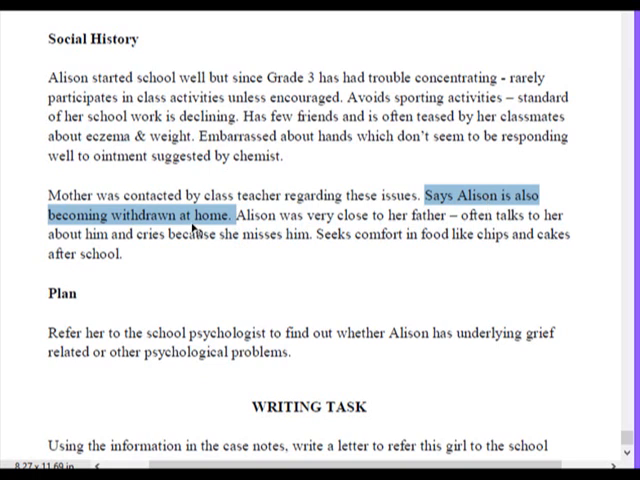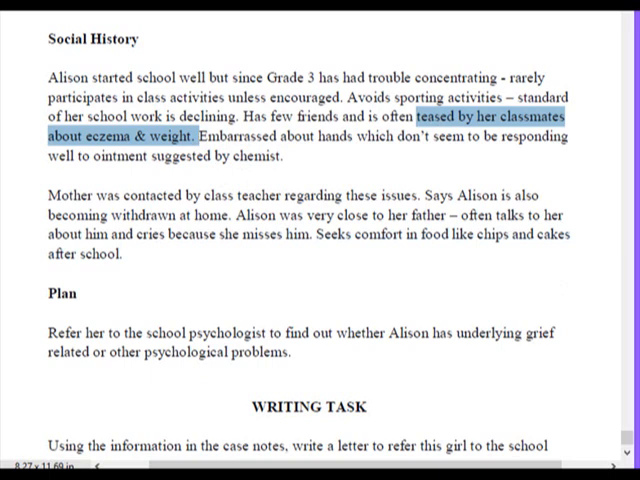Mother said that Alison is also becoming withdrawn at home. So this is important. Alison was very close to her father, often talks about her father and cries because she misses him. I feel this part which I've highlighted is more important than this part because if you speak only about this part, it indicates very strongly that she was close to her father. And then she seeks comfort in food like chips and cakes after school. This point could also be connected to often teased by her classmates about eczema and weight.